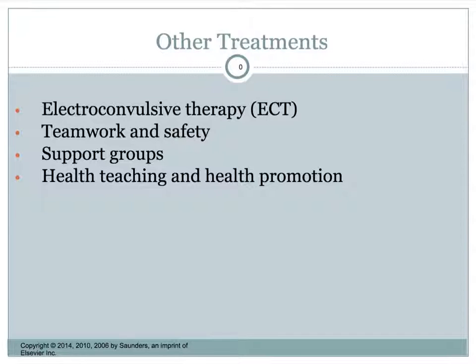With bipolar, the staff needs support because these patients, as I said, are very taxing. They're very manipulative. Staff meetings are very important to support. Teamwork and safety is really key when you have patients dealing with bipolar disorders. There's a nice box on page 245. It's called Patient and Family Teaching about Bipolar Disorder, and I think that's very, very helpful.